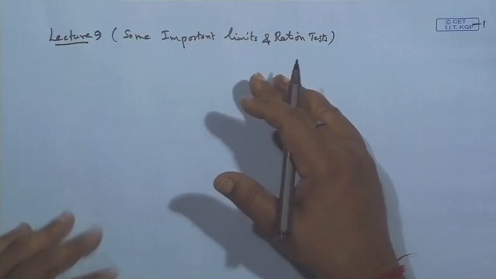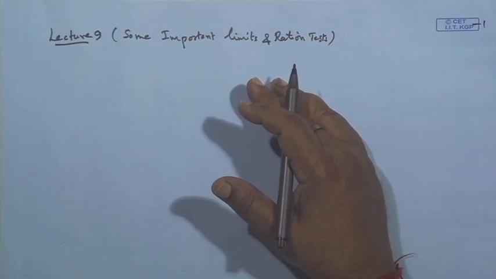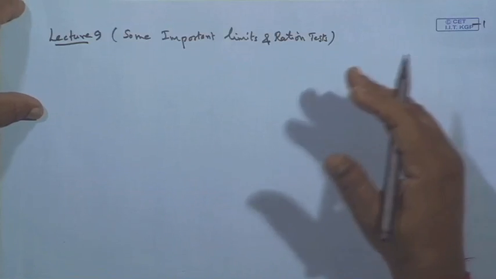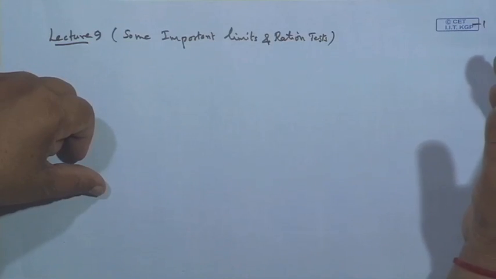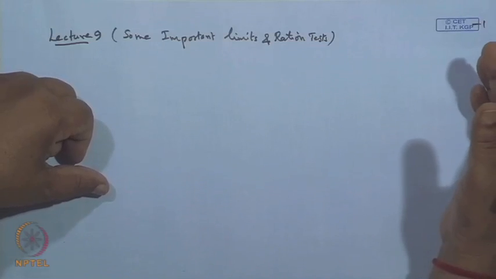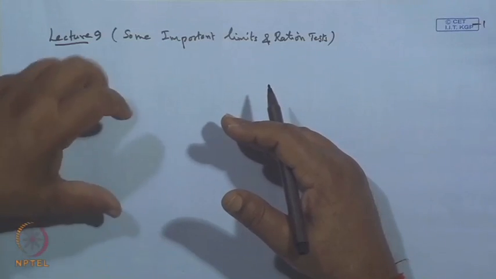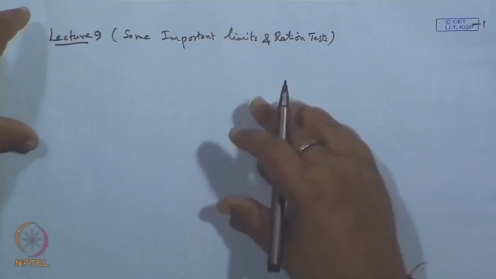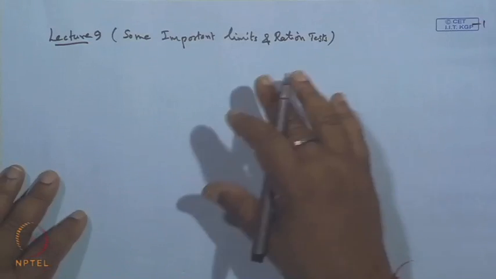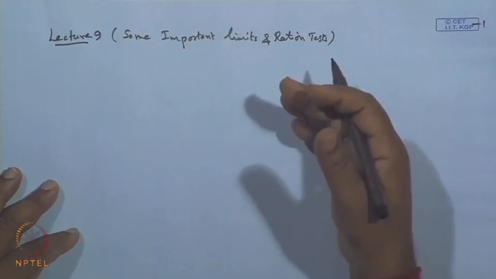A non-decreasing sequence which is bounded above, or a non-increasing sequence which is bounded below, such a monotonic sequence will always be convergent. And I think the proof is very simple. We can do it with the help of our cuts, rational cuts.